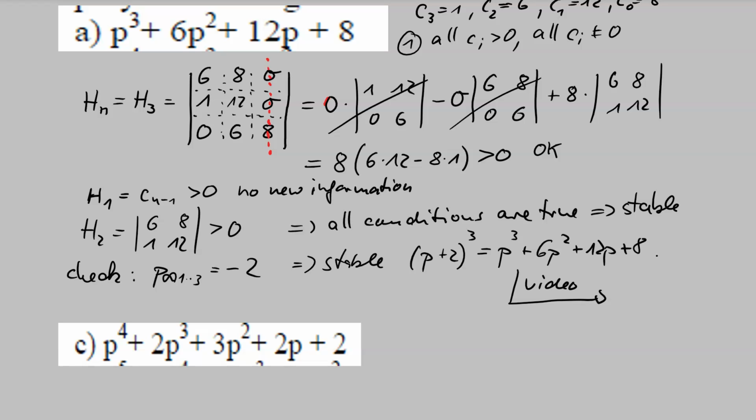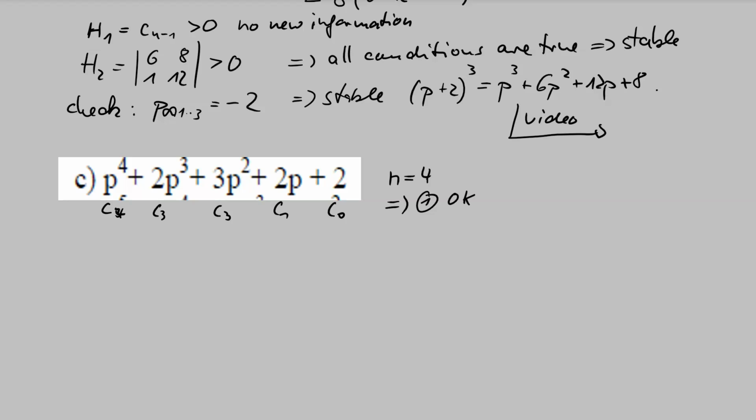Yeah, let's go on with the next example. Now this polynomial function has a degree of 4, so we have 5 coefficients. This is C4, this is C3, C2, C1, C0. You see all coefficients are positive and not 0, so we can at first say condition 1 is okay.